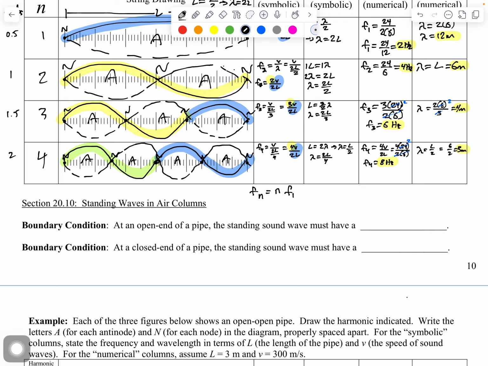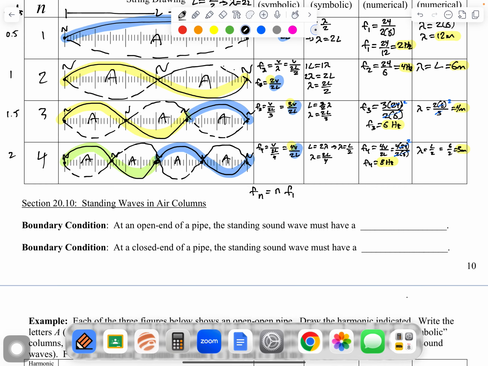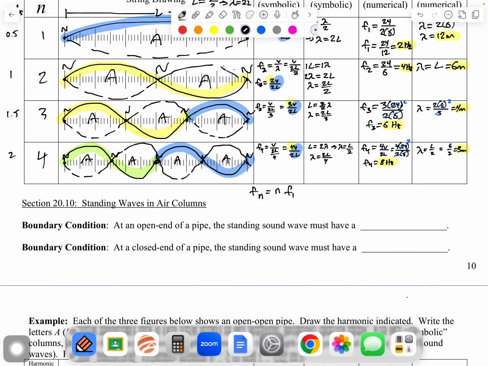Standing waves in an air column. So at an open end of the pipe, the sound waves must have a what? Antinode or a node? And same thing at the closed end of a pipe. The sound waves must have what? An antinode or node. Let's take a look at an image that would help you make this determination.